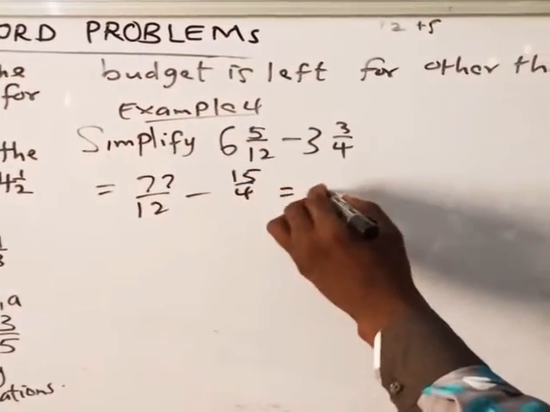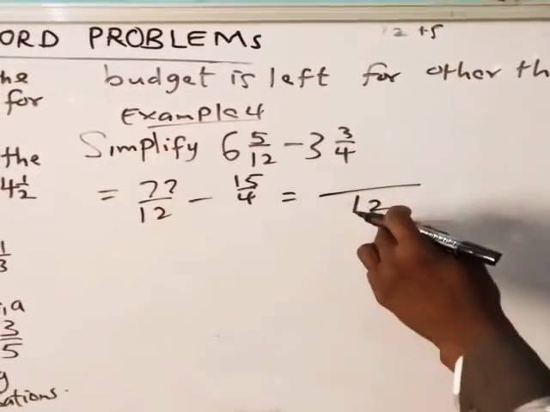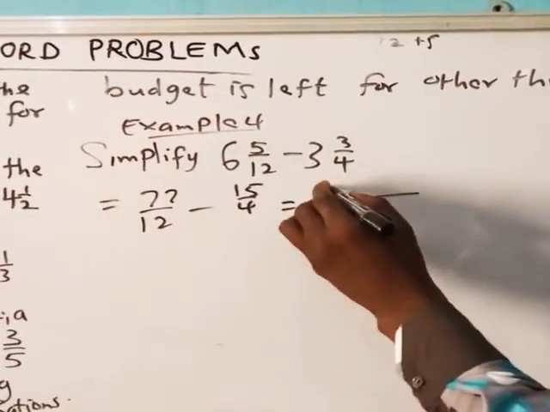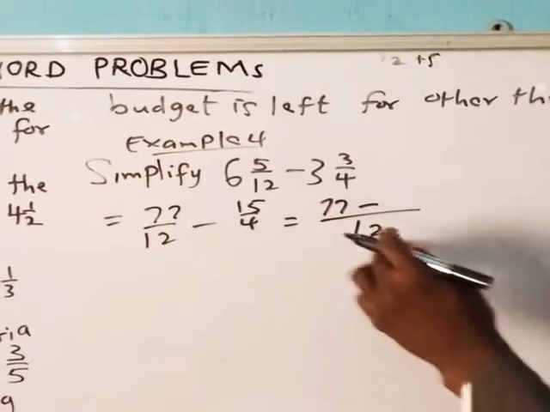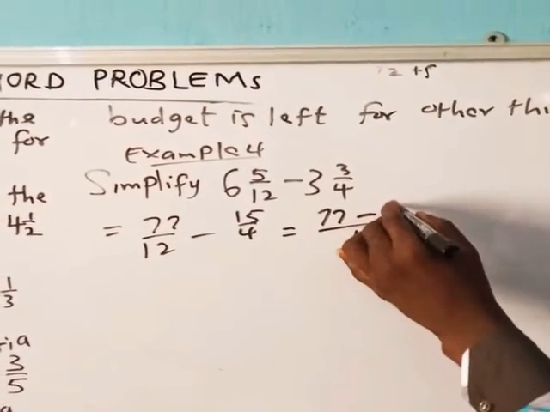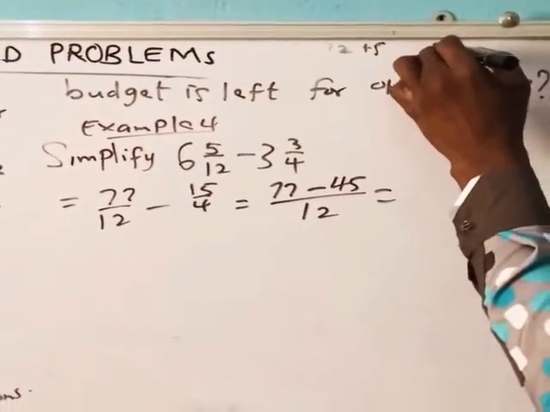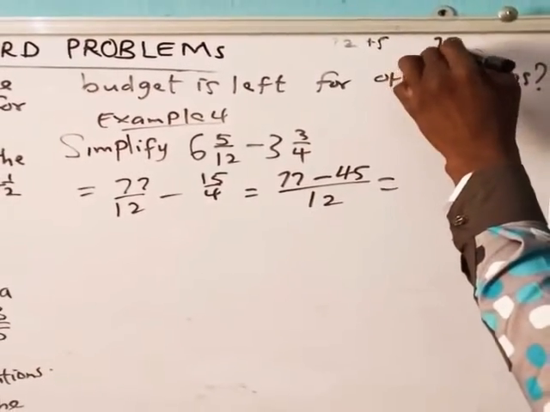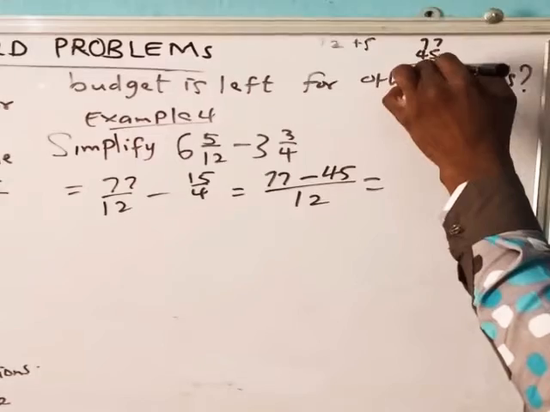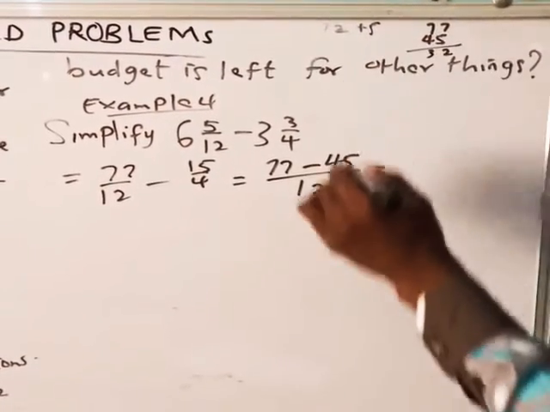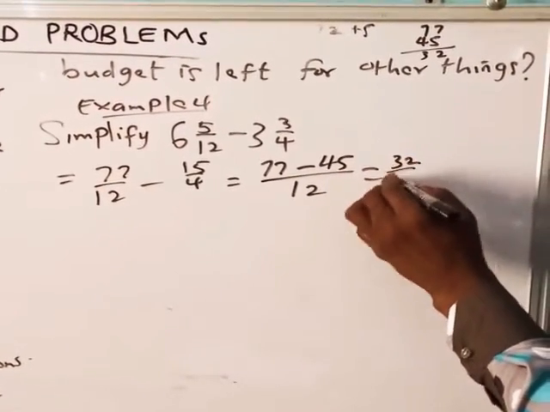So the LCM will be 12. 12 into 12 is 1, 1 times 77 is 77. Minus 4 into 12 is 3, 3 times 15 will give you 45. So 77 minus 45: 7 minus 5 is 2, 7 minus 4 is 3. That is 32 over 12.